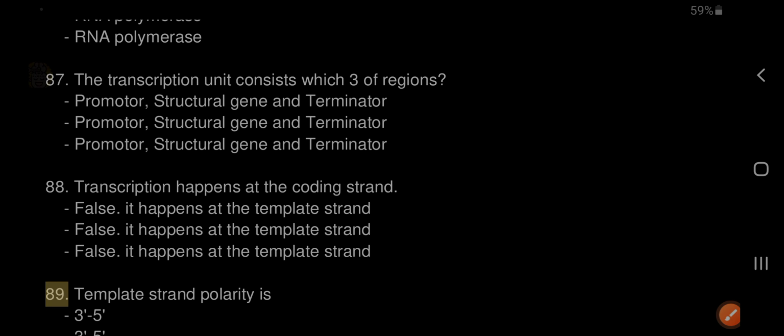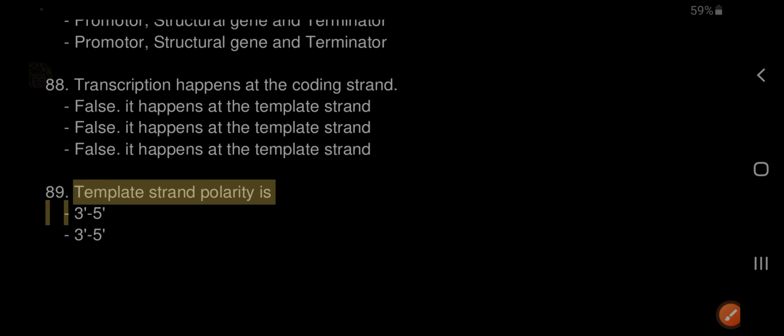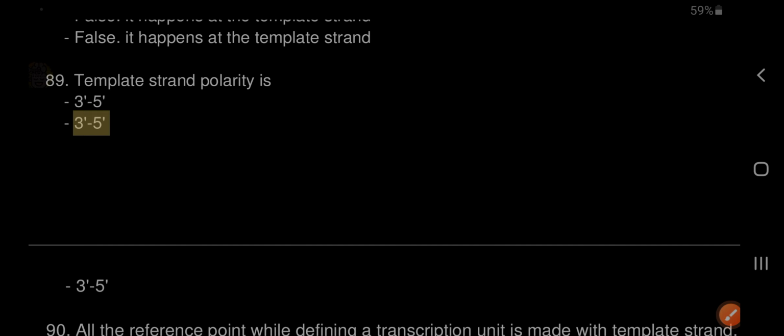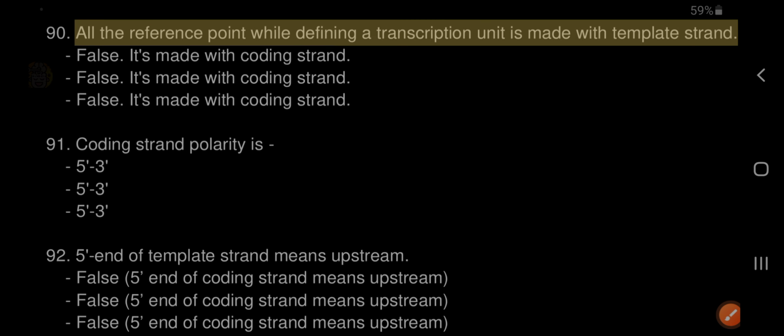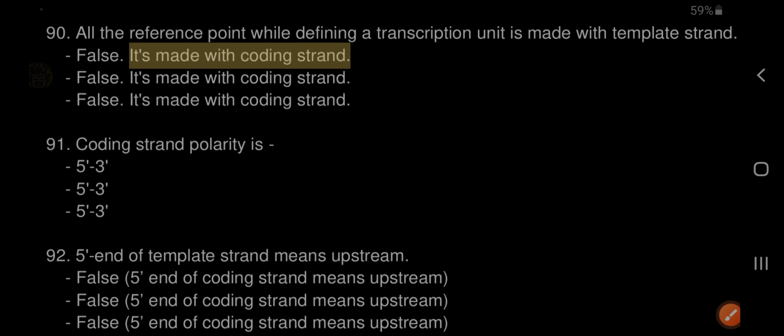89. Template strand polarity is 3' to 5'. 90. The reference point while defining a transcription unit is made with the template strand. False, it's made with the coding strand.